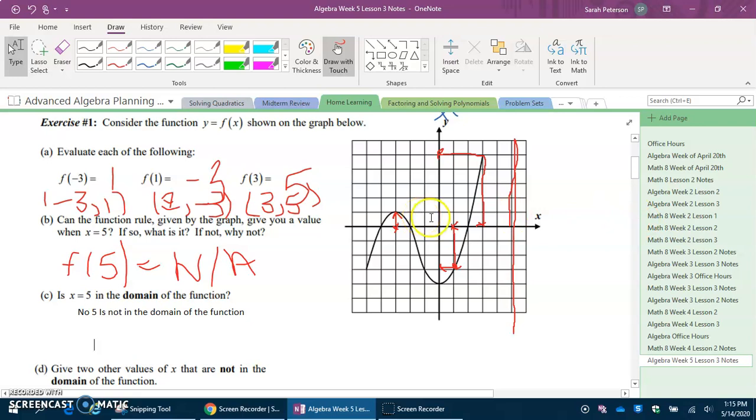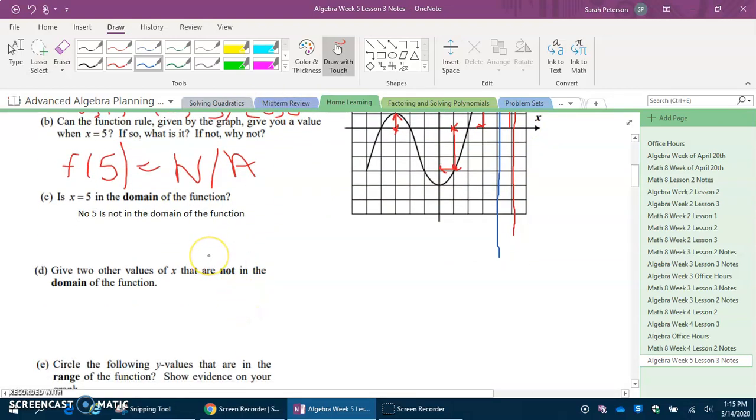Well, I can also see that when x is 4, there's no line. This line does not go across when x is 4. So I know here I can write when x is 4.